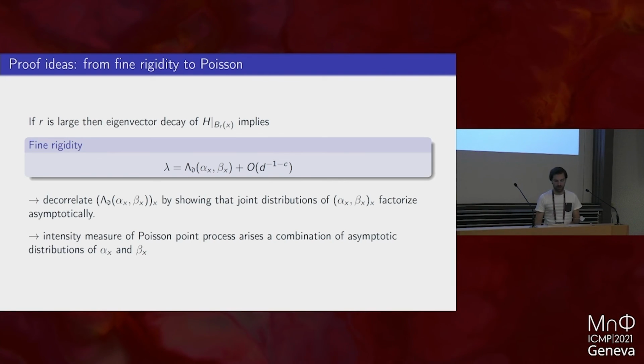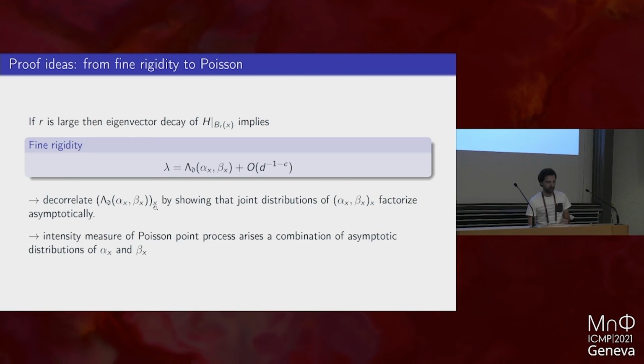Now we would be almost done to get the Poisson statistics if these random variables were all independent in x, but they're not. But on the other hand, the correlations are actually rather small, so one can study them in detail and obtain that the joint distributions actually factorize when n goes to infinity, and in that way we can also determine the intensity measure of this Poisson point process, which is a combination of the asymptotic distributions of the alpha x and beta x.